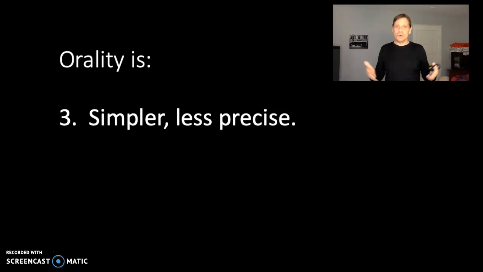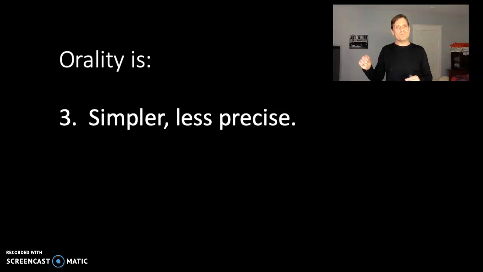You have to use the word that comes to mind in the moment. When you're writing, you have the luxury to pause, to stop, to use the thesaurus, to think about what will be the perfect word for that sentence. And so the written language has higher expectations. It's much, much more precise.